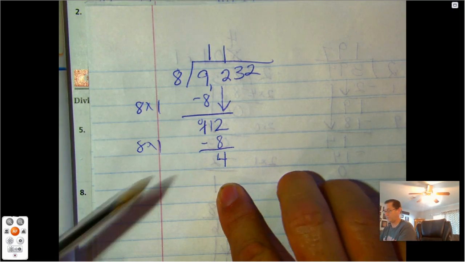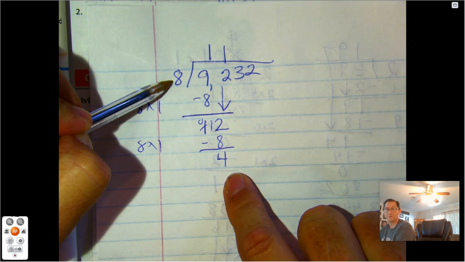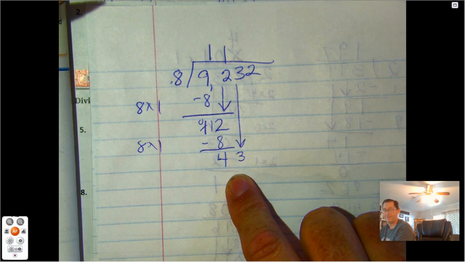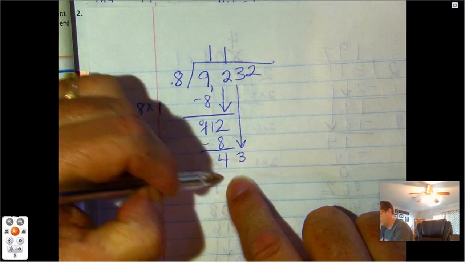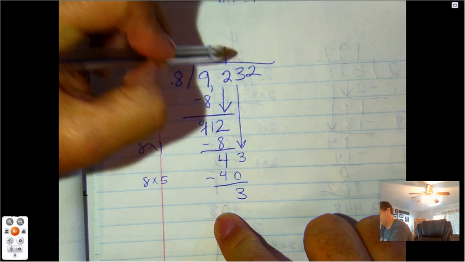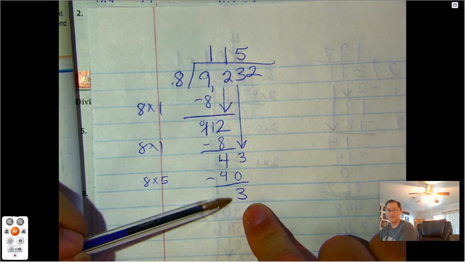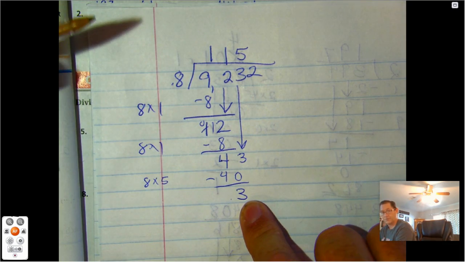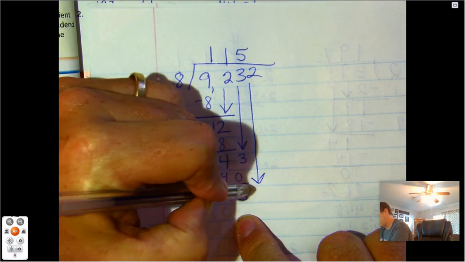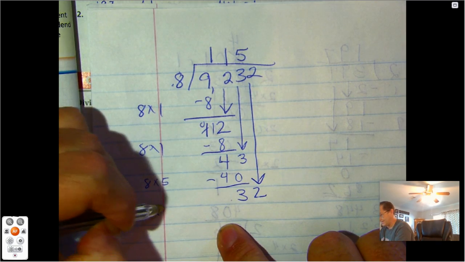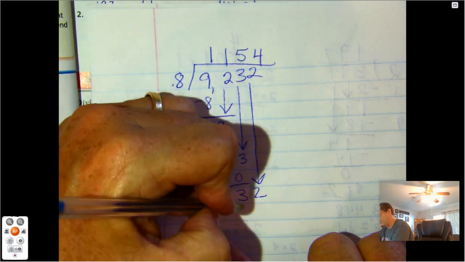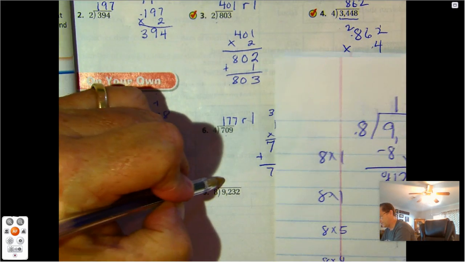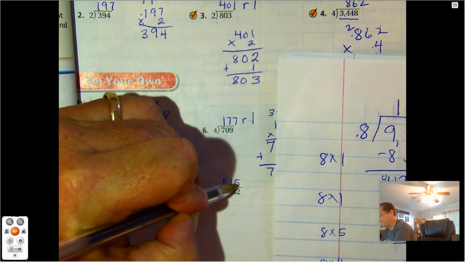I'll trade those 400s for 40 tens plus the 3 tens we already have. 8 times 5 is 40. Subtract, we have 3 tens left that I can't share with 8 groups. So I'm going to rename those as 31 ones plus the 2 ones we already have. And 8 times 4 is 32. So I'm left with nothing. So we're saying our answer for number 9 is 1,154.